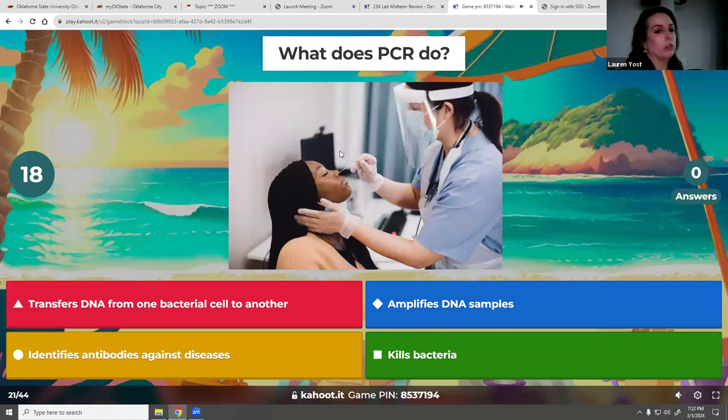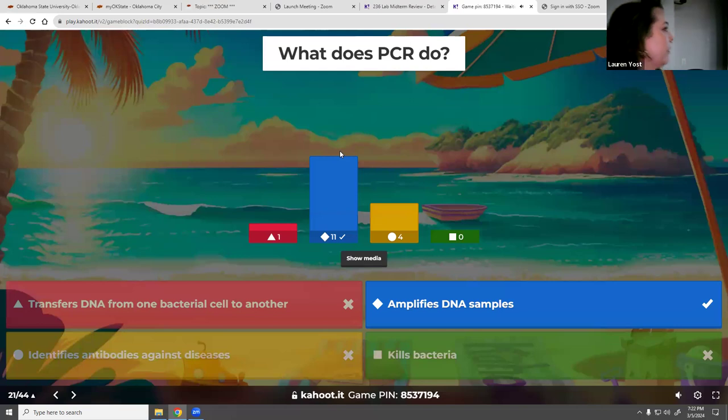What is the point? All right, so it amplifies DNA samples. Now, I want to be clear, there is a question on the test that's going to ask you, if you start with one double-stranded DNA and you go through four cycles of PCR, how many strands will you have as a result?